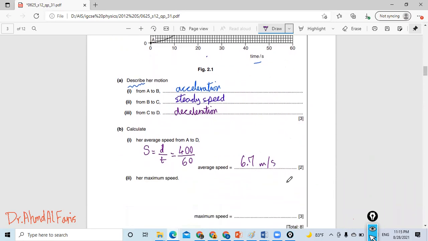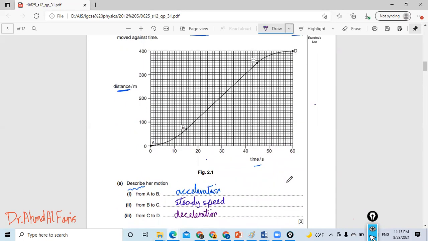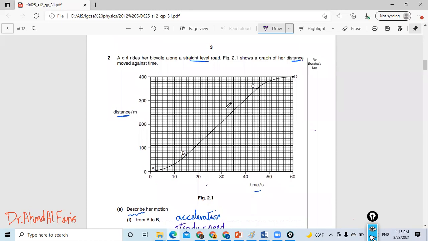Then the question asks about the maximum speed. When they ask about the maximum speed, that means the steepest line, which is the line from B to C. We can choose any 2 different points, or we can choose the points B and C directly, and we find the gradient of them. After knowing these coordinates, as you can see here, it's 70 and here it's 350. That's the rise. The run is 45 minus 15.